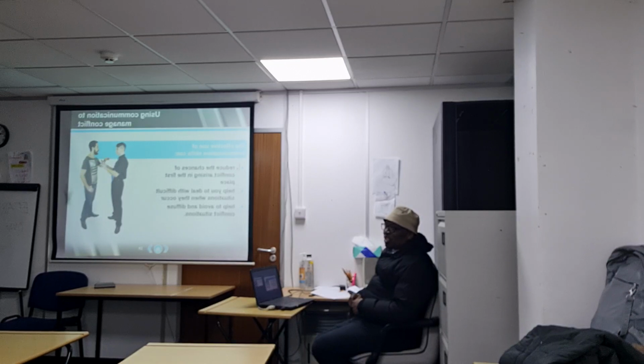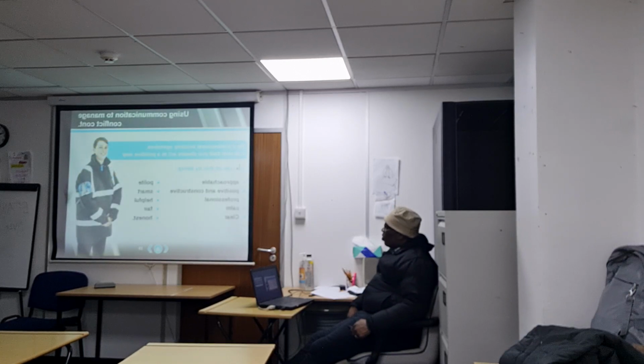Using communication to manage conflict. The effective use of communication skills can reduce the chances of conflict arising in the first place. It will help to deal with difficult situations when they occur, and it will help to avoid and diffuse conflict situations. As a professional security operative, it is vital that you always act in a positive way. You can do this by being approachable, positive and constructive, professional, calm, clear, polite, smart, helpful, fair, and honest. These are all that is expected of you. So that when you do this, you are able to narrow down the chances of conflict arising.